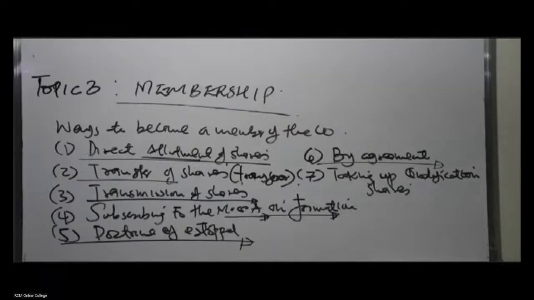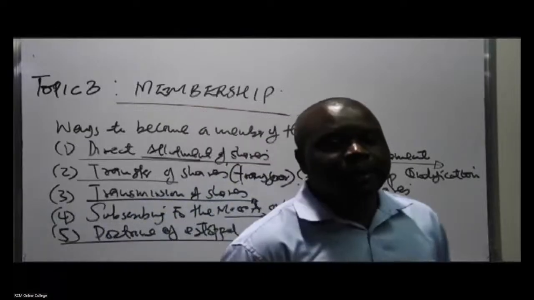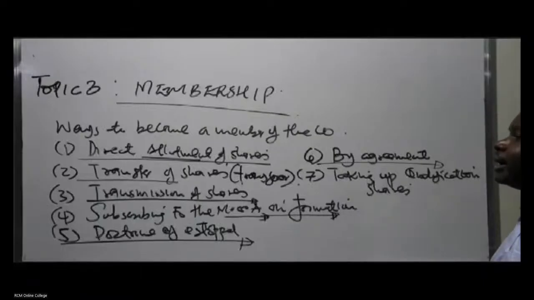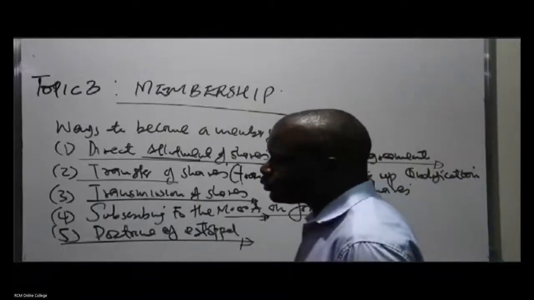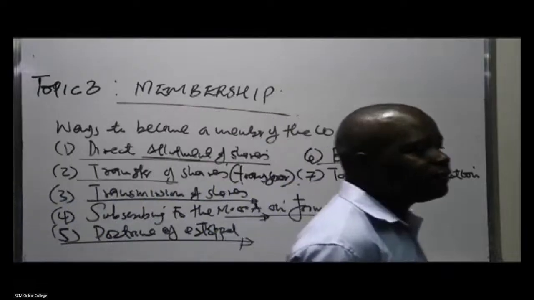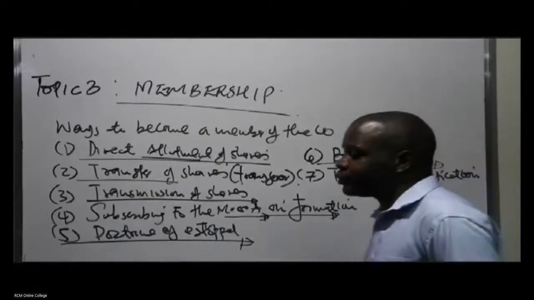When you take up the shares as a director, these kinds of shares we normally call qualification shares. As a result, Lena, you'll become a shareholder and a member at Safaricom. What are qualification shares? Shares taken up by directors once they have been appointed directors of the company. Eventually, they become shareholders and members of the company. We call them qualification shares.